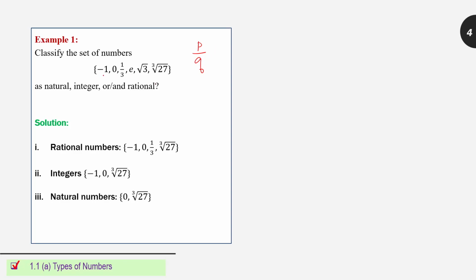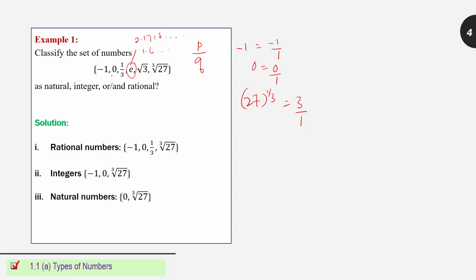So then we look at it. Negative 1 we can write as negative 1 over 1. 0 can also be written as 0 over 1. 1 over 3 is already a fraction. And e we already know is not, because the number is 2.718 something. And the square root of 3 is actually 1.7 something. Now 27 to the power of 1 over 3 is equal to 3, so this one is a rational number, because we can write it as 3 over 1.